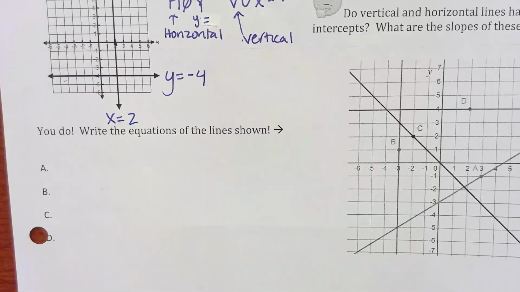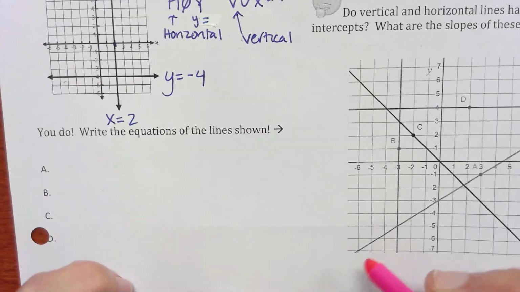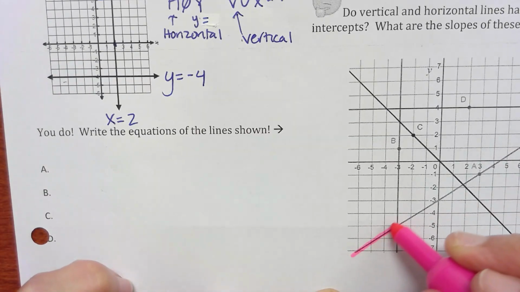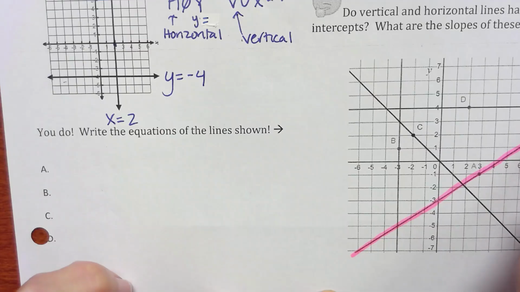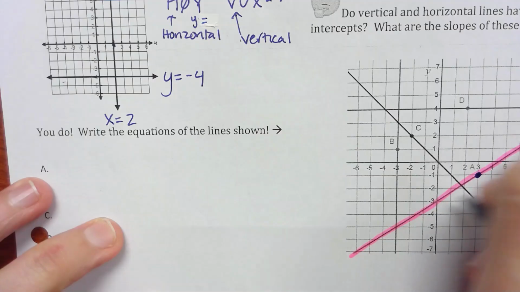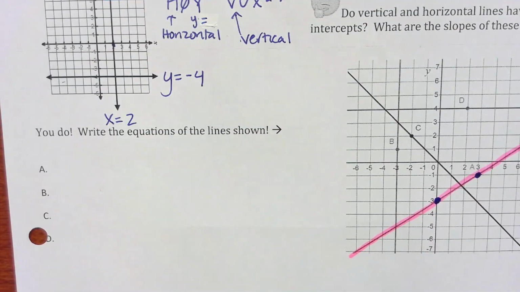Okay, let's look at line A first. Which one is line A? Oh, line A. I might need to highlight just to get my brain wrapped around this. This is line A. Right? And I see very clearly this point, but I also can see this point is on line A.